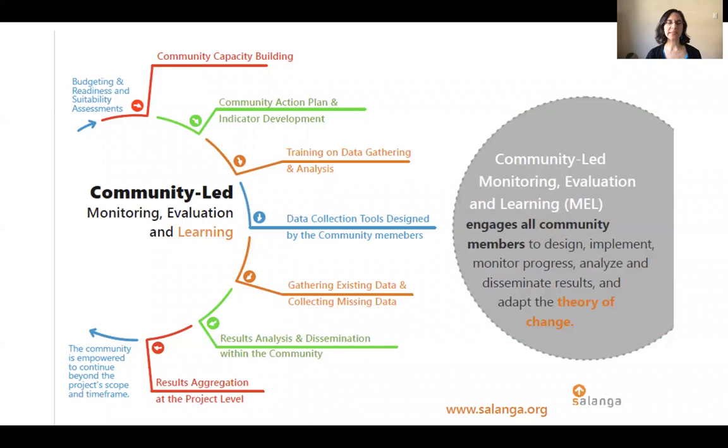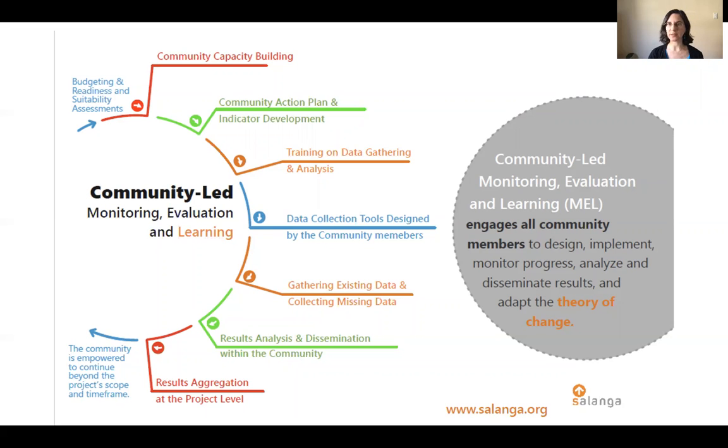So what does a process like that involve? First, you need to budget for it. You need to assess whether it's a suitable approach for the context. And then there's community capacity building for the community then to go and develop its action plan and indicators. Then there's training on the actual data gathering and collection and analysis. Then the community designs its own data collection tools and then goes out and gathers the data that already exists.